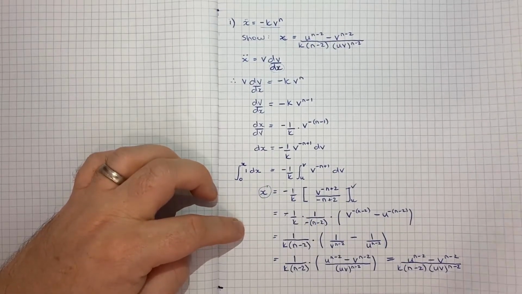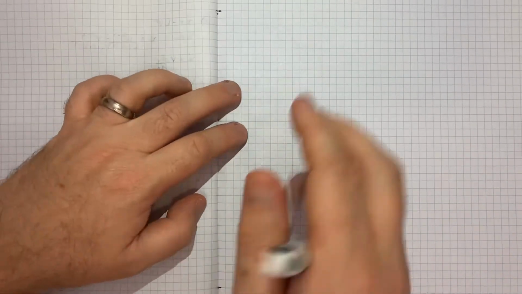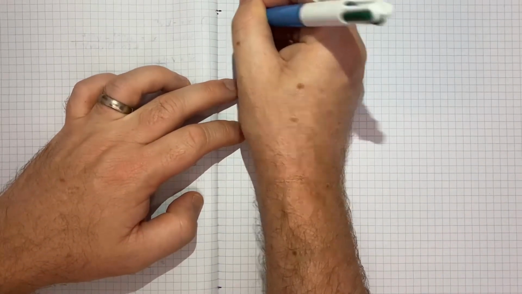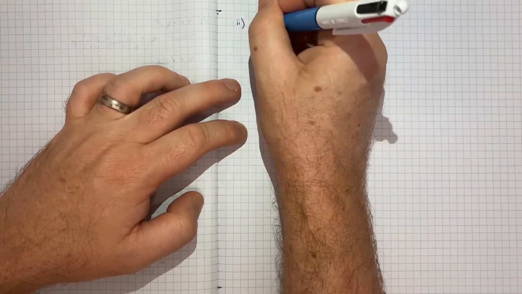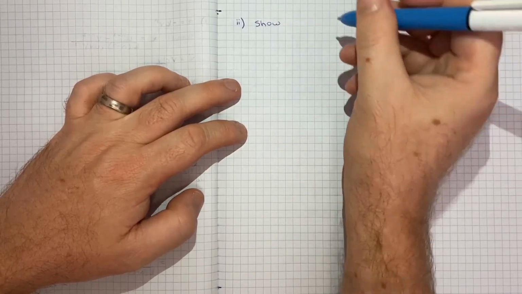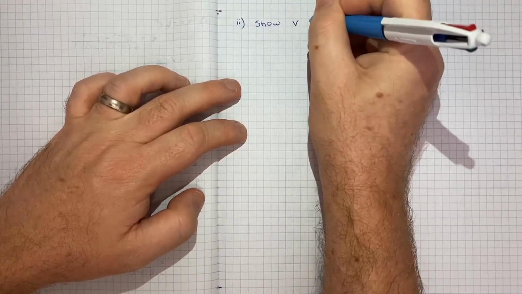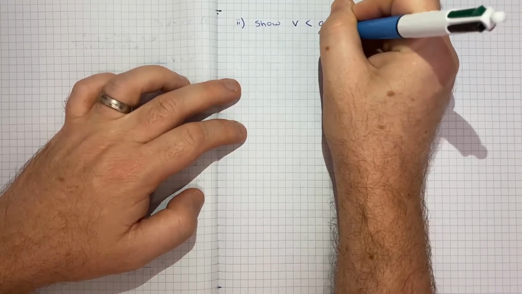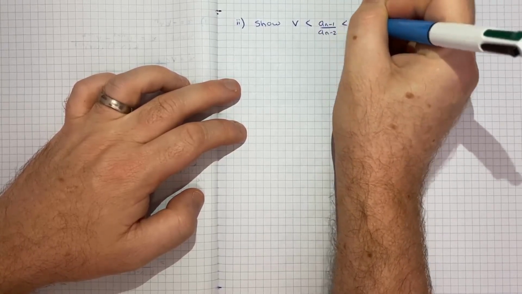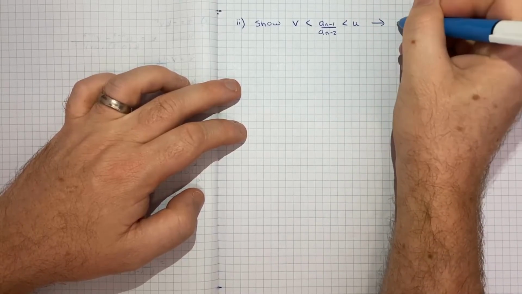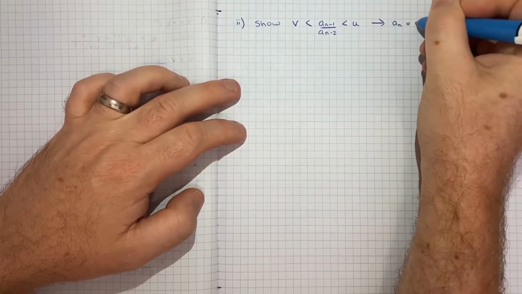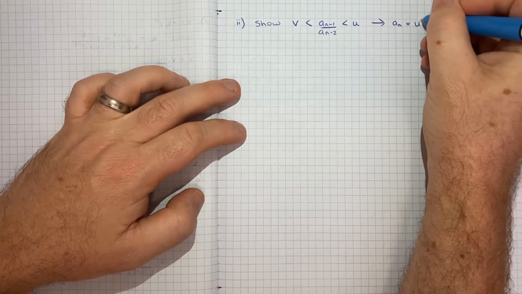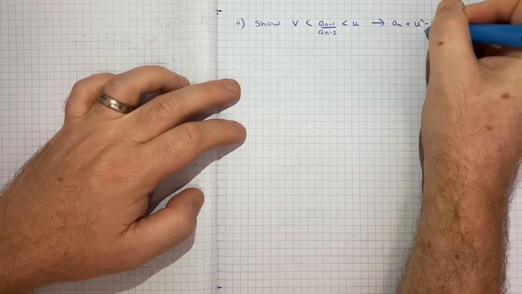Now if I turn over for part 2, we're being asked to show that v is less than a_(n-1) on a_(n-2), which is less than u, where a_n is defined as u^n minus v^n on n.